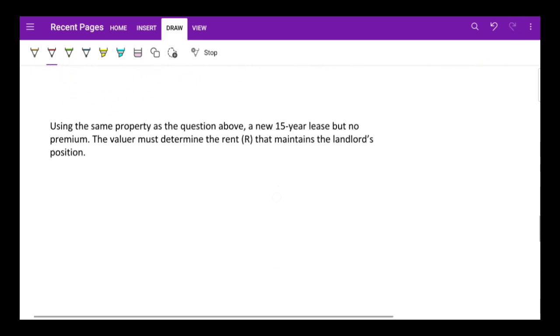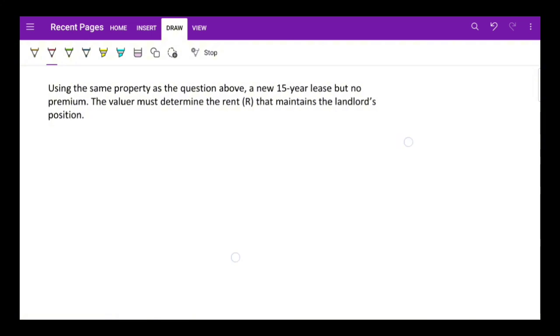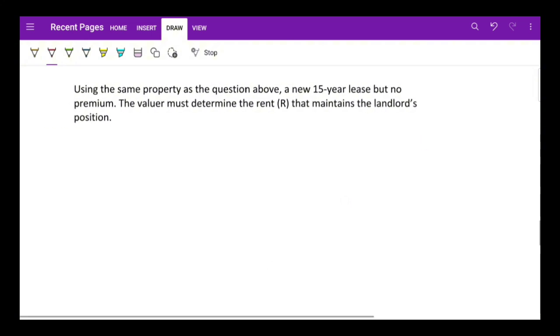So how about in a case where, we're going to use the same details as the first question, but now there's no premium. It says, using the same property as in the question above, a new 15-year lease but no premium. The valuer must determine the rent that maintains the landlord's position. Okay, so there's going to be a new lease of 15 years, but there's going to be a new rent. In the first question, the rent was not supposed to change. In this question, the landlord is not taking a premium, so the rent is going to change.